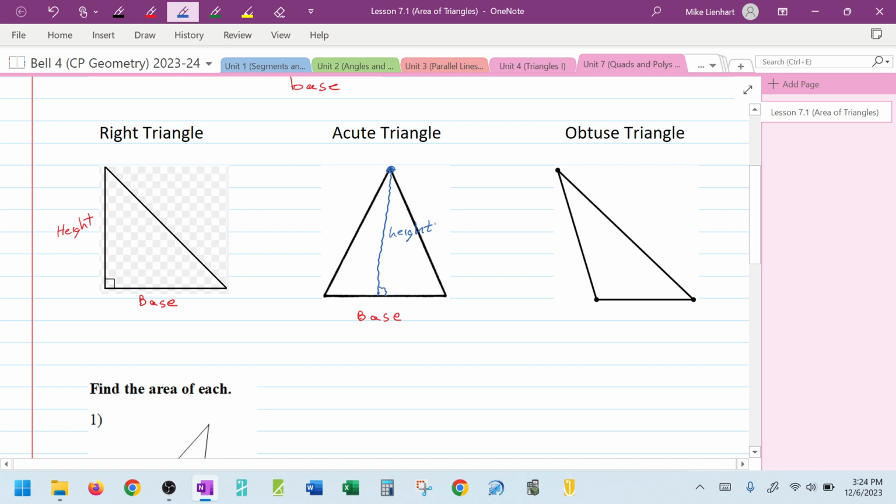Well, what about an obtuse triangle? All right. Let's do the same idea. Let's say that we wanted to make the base this bottom part that it sits on. Now, if I go to this opposite vertex and I try to draw a line down to the base so that it forms a right angle, it's not going to happen inside the triangle. So what I need to do is extend the base out to allow me to draw a line coming straight down on the outside, forming a right angle. This would be the height of an obtuse triangle. So we've got three different scenarios. Where's the height based on the base?